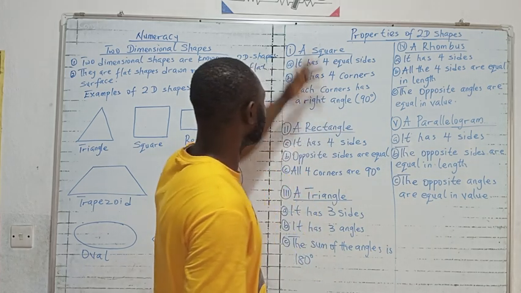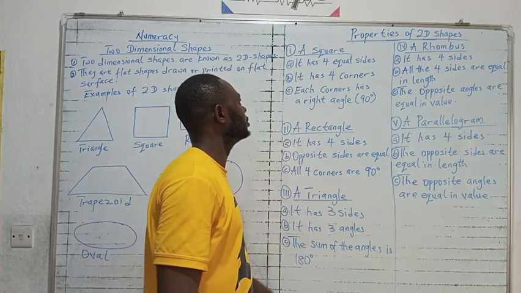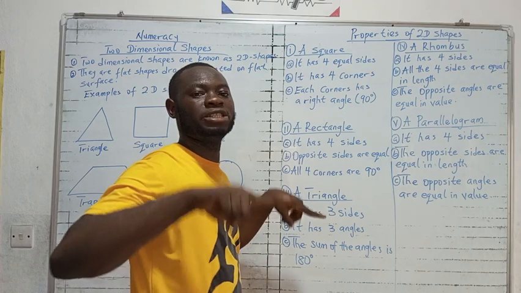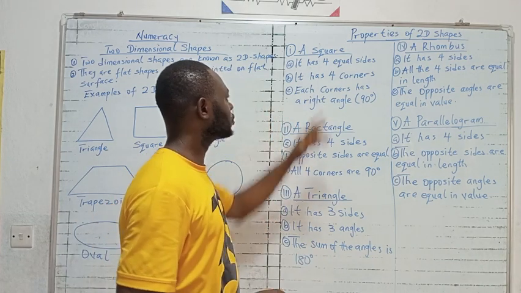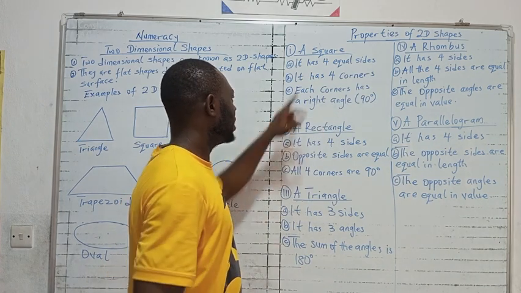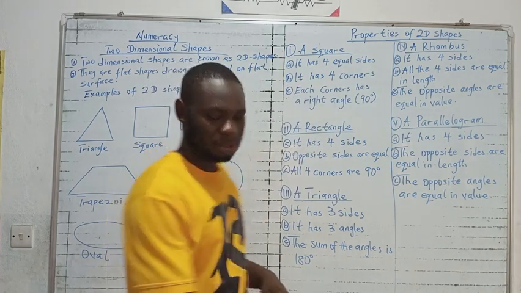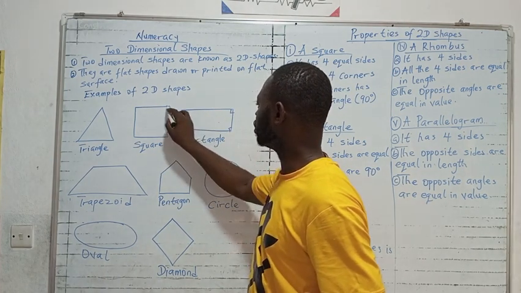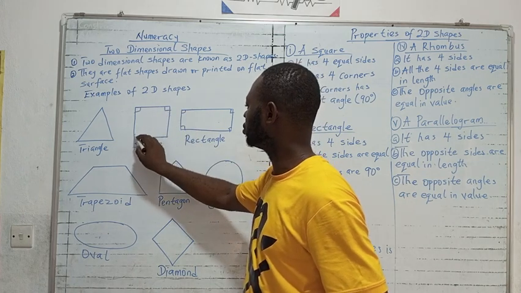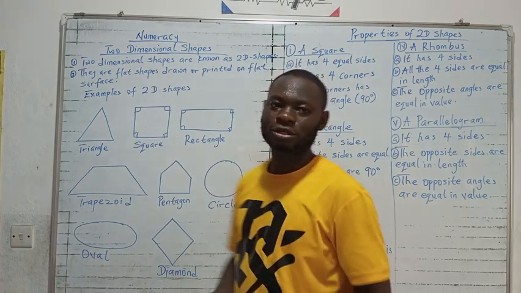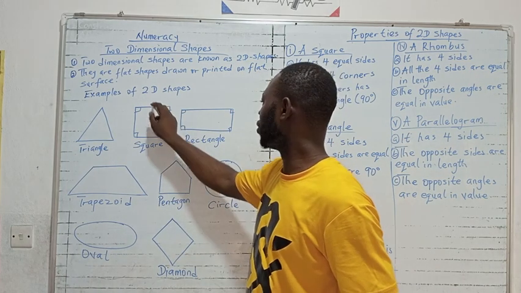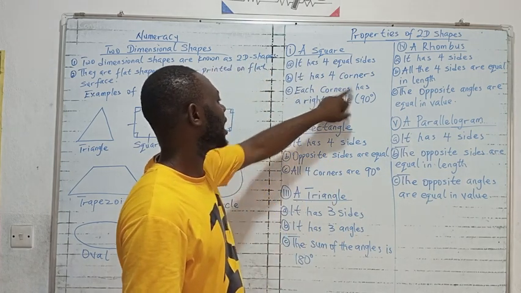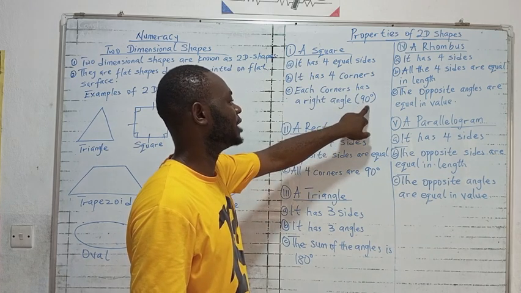Okay? So let's look at some of the properties of some of these two-dimensional shapes. Now, the first shape we are considering is the square. A square has four equal sides. All the sides of a square are equal. A square also has four corners. This part is the corners of these shapes. So you can see that for this square we have 1, 2, 3, 4. So a square has four corners and four equal sides. These are the properties of the square. And we now say that each corner has a right angle, and the right angle is 90 degrees.